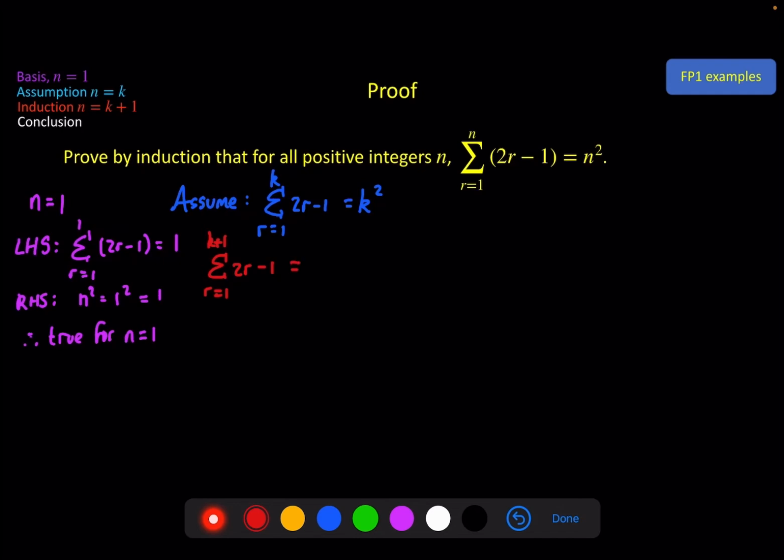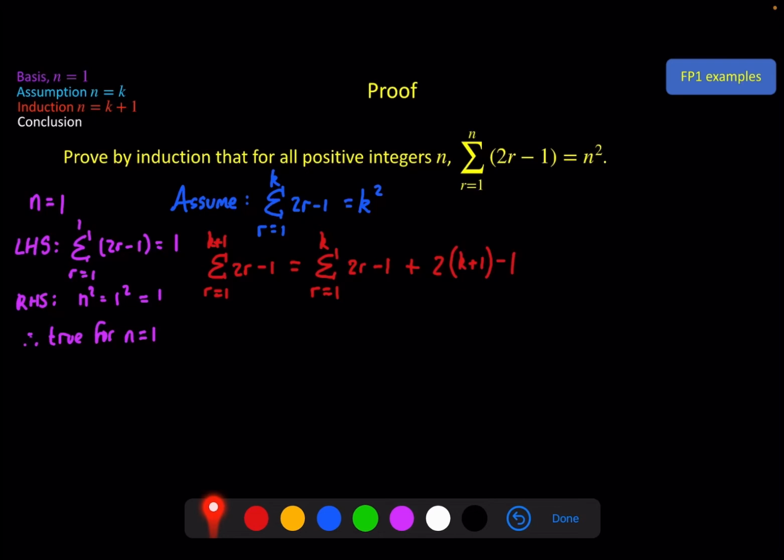So I'm going to split this into r equals 1 to k of 2r minus 1, and then add on that k plus 1 term separately. And k plus 1 in this series, the series is 2r minus 1. That's 2 times k plus 1 minus 1. So I've just decomposed this slightly into 1 to k, and then the extra k plus 1 term to make it 1 to k plus 1.